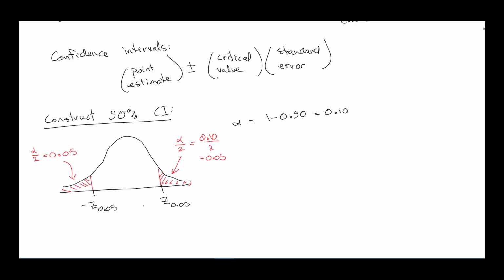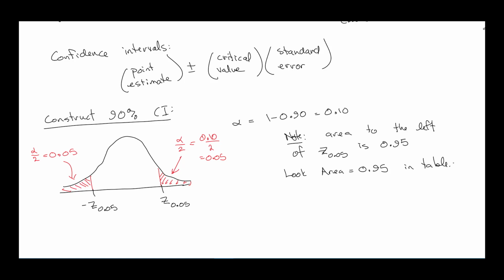Okay, so we want to go to our table and figure this out. Notice that the area to the left of z.05 is going to be what? We've got 0.05 in the tail, so it's going to be 0.95. So we're going to look up the area equals 0.95 in our table, and then we're going to pull off the z-score from our table.